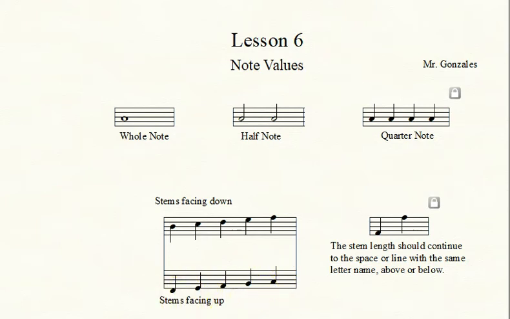The stem length should continue to the space or line with the same letter name above or below. Let's say we're in the treble clef. This is an F. The stem extends all the way to the top line. If you remember, you have every good boy does fine. So the F extends to the next F. And then if you have the F note here, the stem will extend all the way down to the next F, which is the first space.